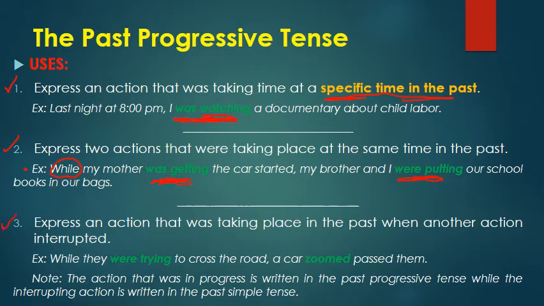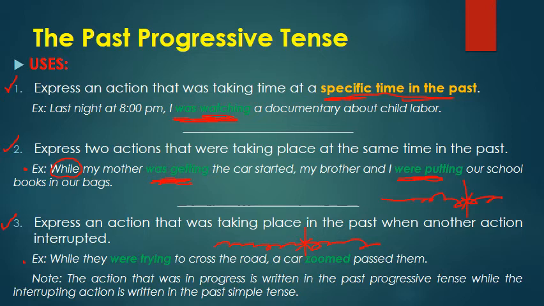Finally, use number 3. It expresses an action that was taking place in the past when another action, so this action is going on, and then another action comes and interrupts it at a specific time. For example, while they were trying to cross the road, so this action is going on, he's trying to cross the road, and then what interrupted it? A car zoomed past them.